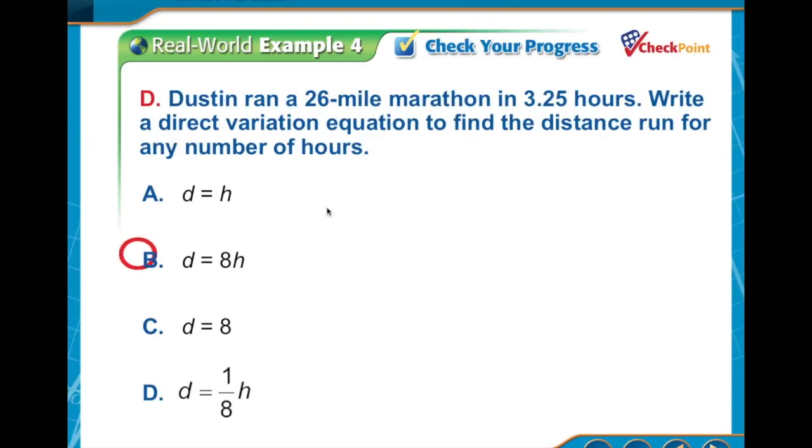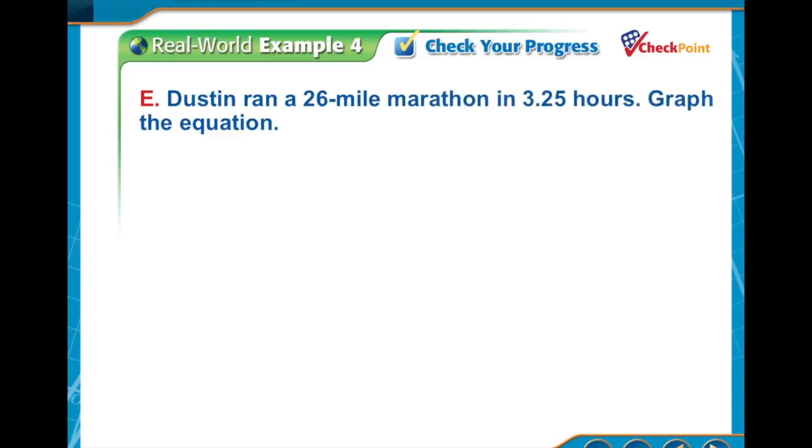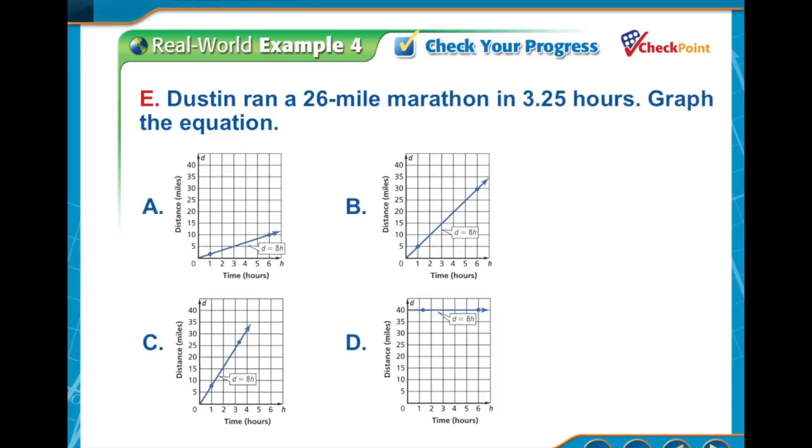And our red circle confirms distance equals 8 hours for 4D. Okay, so looking at this, we've got a few options to choose from. They want us to graph the situation that we were just talking about. So we've still got the same equation. So we know D is equal to 8 times the number of hours, okay?